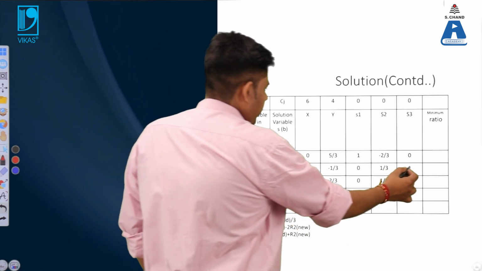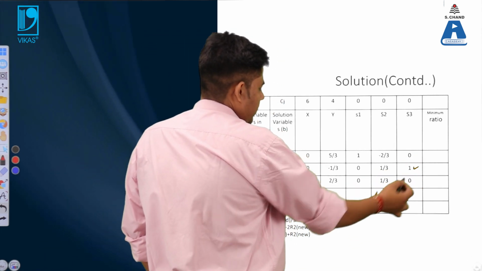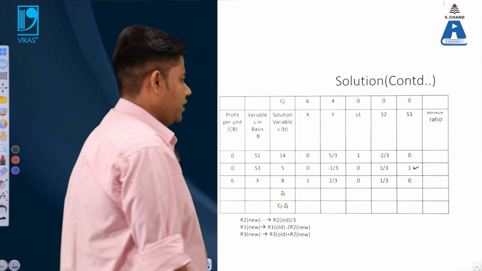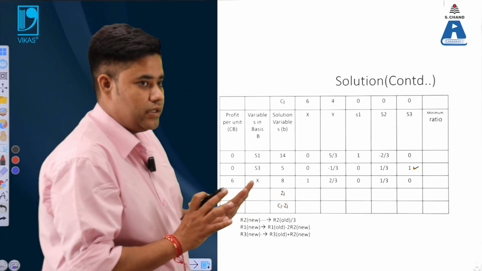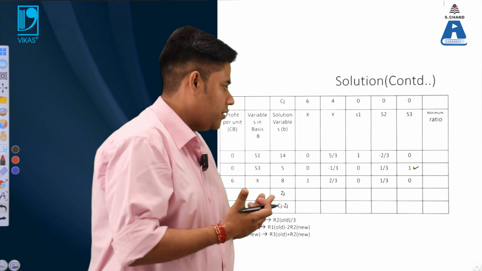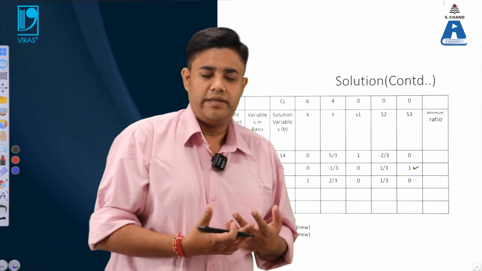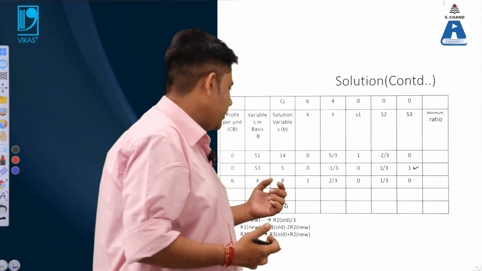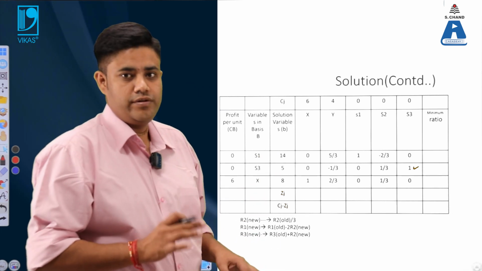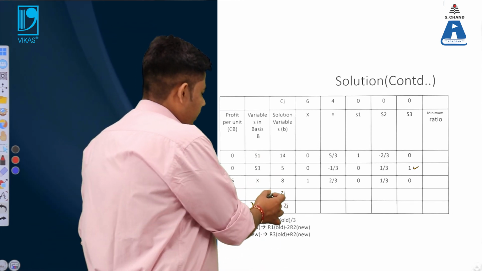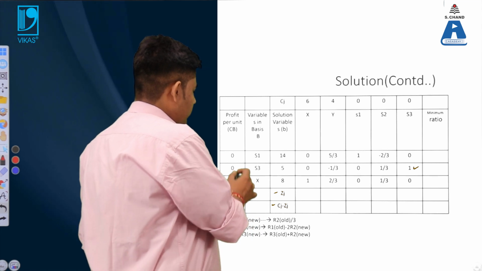So I got 1 here and I got other elements as 0 after applying the row operation. Then I have done the iteration. Now after performing the iteration part, I need to check whether this solution is an optimal solution or not. So for that, we need to find out Zj and Cj minus Zj values.